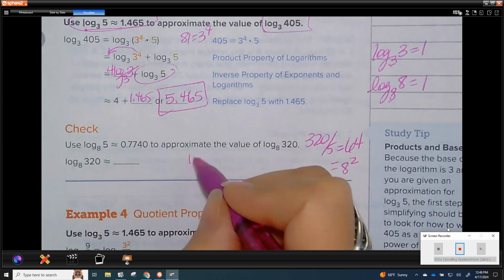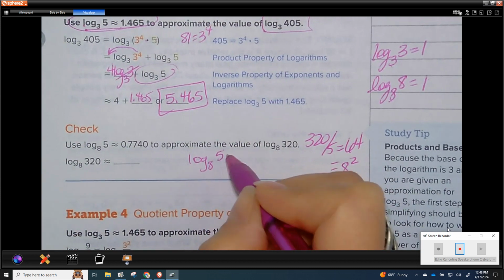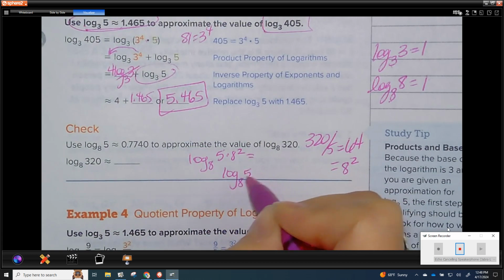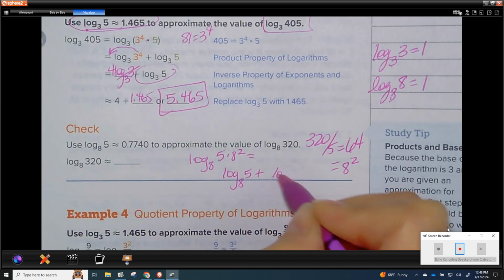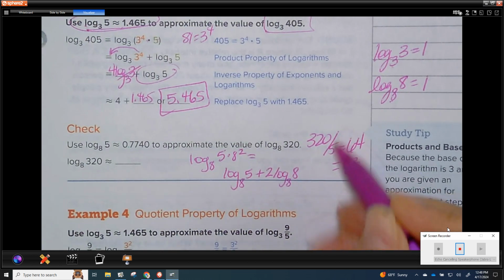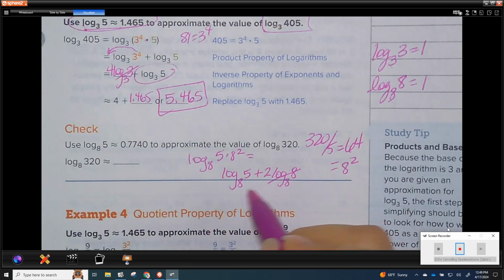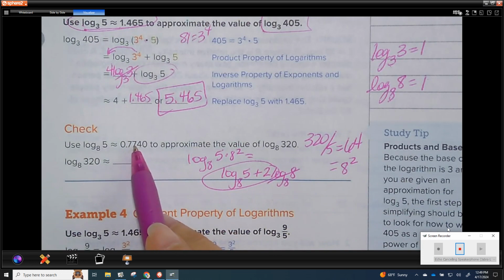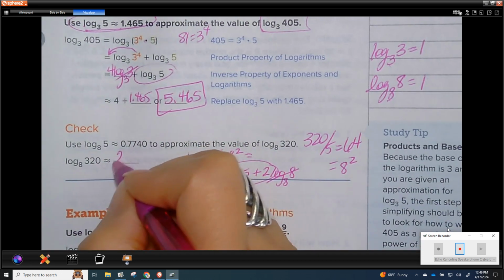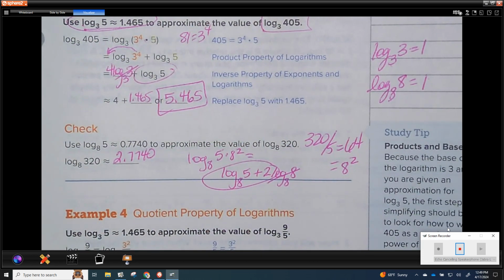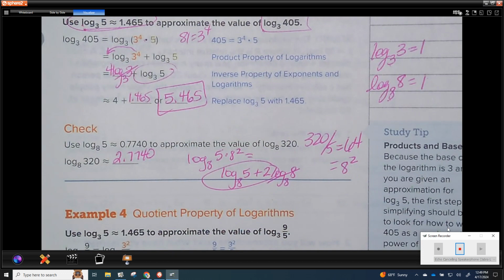So I get the log base 8 of 5 times 8 squared, which is the log base 8 of 5 plus the log base 8 of 8, and it's squared, so I'm going to write the 2 out in front. So my final answer is 2 plus this, and this is 0.7740. So 2.7740. You're not going to have to approximate, but you are going to have to expand and condense logs.